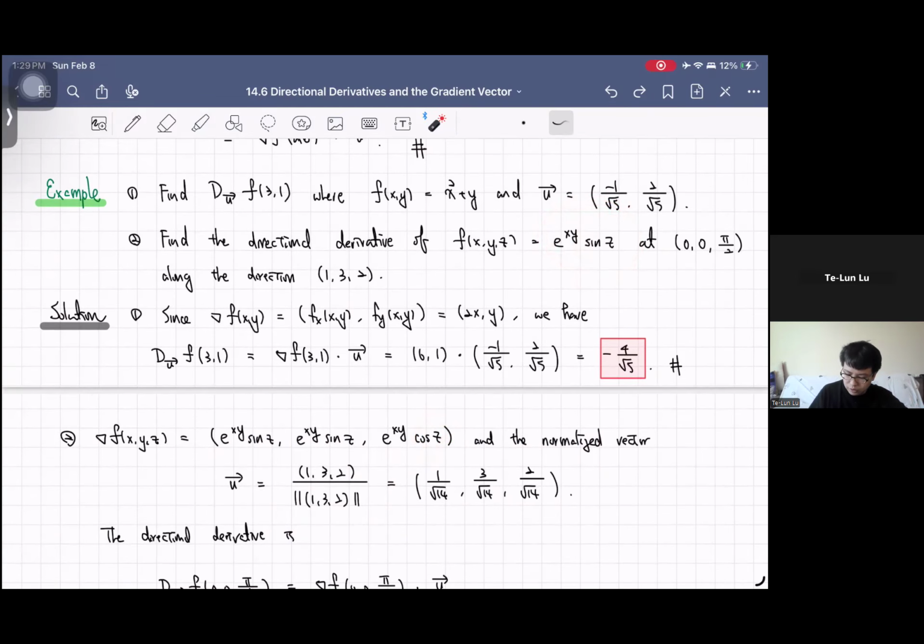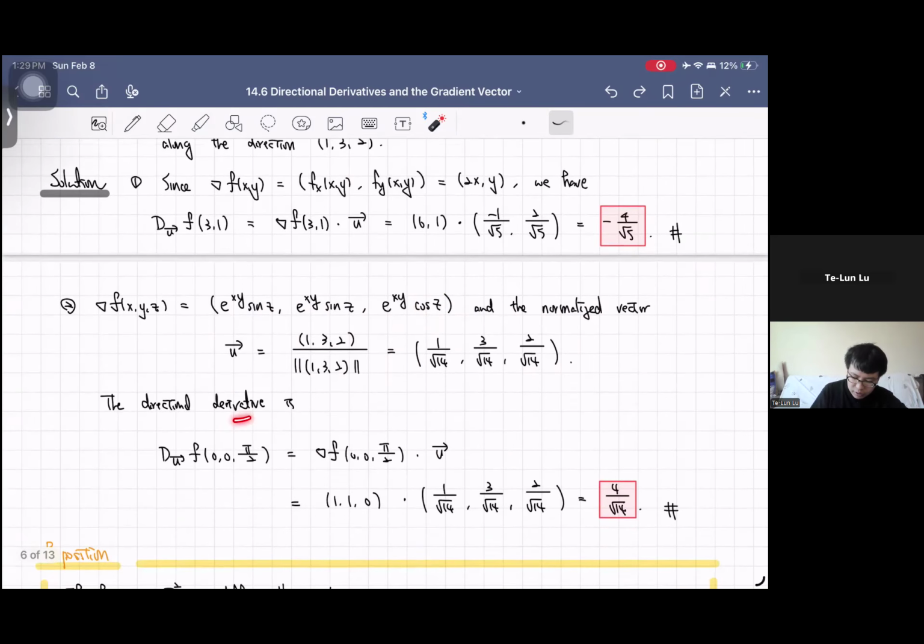And that's all. So now the directional differentiation is again by the formula, the gradient taking dot product with the vector u. And in this case, taking (0, 0, pi over 2) inside, you'll get (1, 1, 0), taking dot product with the corresponding directional vector. And eventually you get 4 over root 14. So again, this function is increasing in that direction. In particular, this function is decreasing in that direction, right?